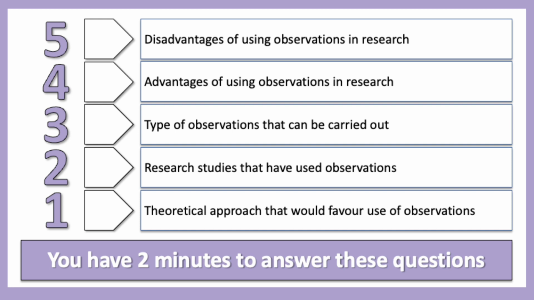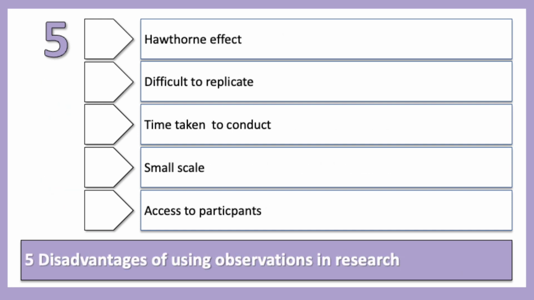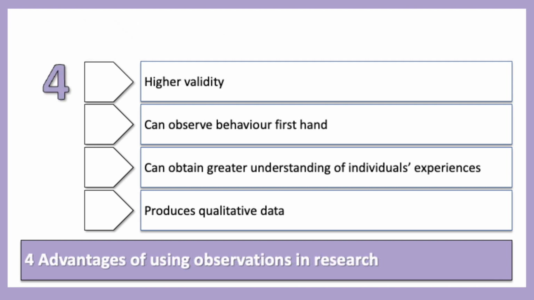Okay, let's see how we got on. So 5 disadvantages of using observations in research would be the Hawthorne effect, difficult to replicate, time taken to conduct them, small scale, and access to participants. 4 advantages of using observation in research would be higher validity, can observe the behaviour firsthand, can obtain greater understanding of individuals' experiences, and produces qualitative data.